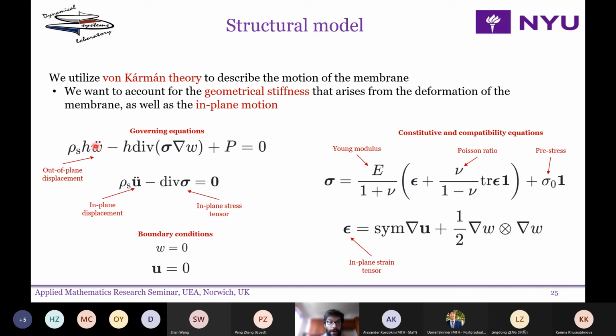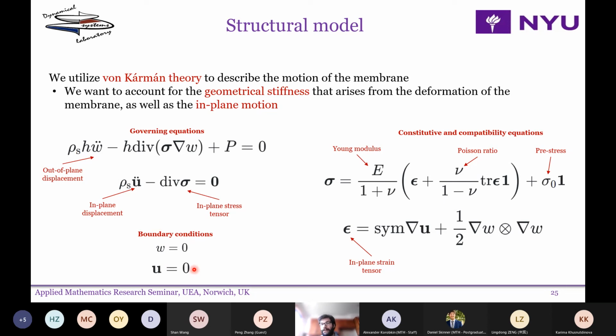the fluid structure interaction. These are the two governing equations, the first one for the out-of-plane displacement and the second one for the in-plane displacement. You see that we have the nonlinear term for the out-of-plane and the hydrostatic pressure. The in-plane stress tensor is related by a simple linear constitutive equation to the strain. We also consider a pre-stress that accounts, especially in the case of PDMS membranes, for some pre-stress that may be left from the manufacturing. And then we have the in-plane strain tensor that is related to the in-plane displacement and the out-of-plane displacement through some compatibility equations.